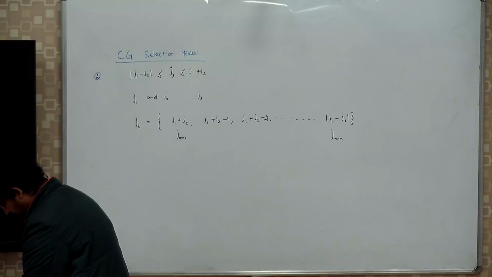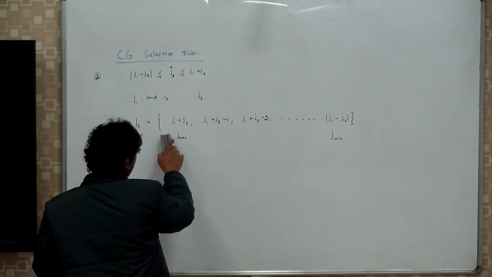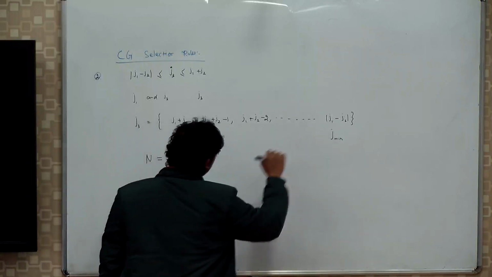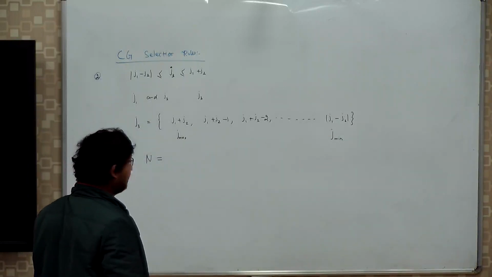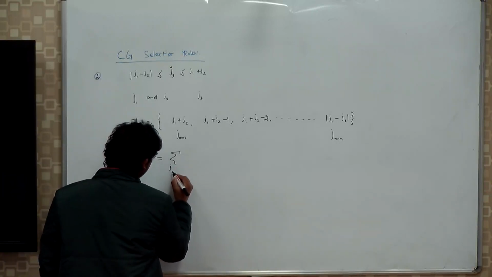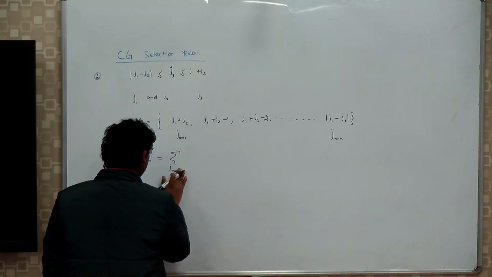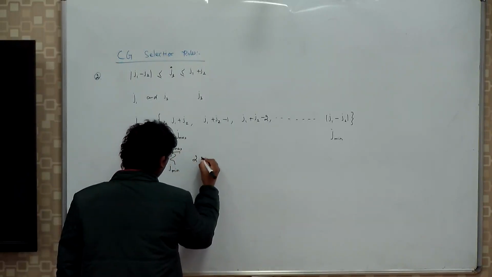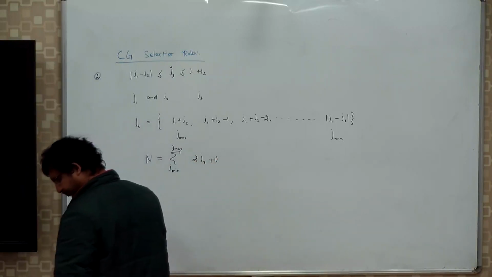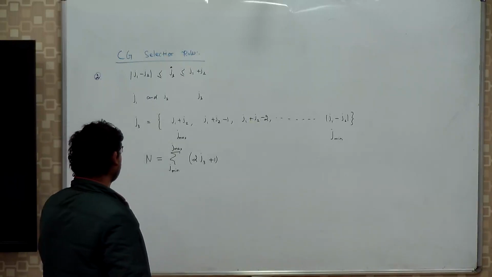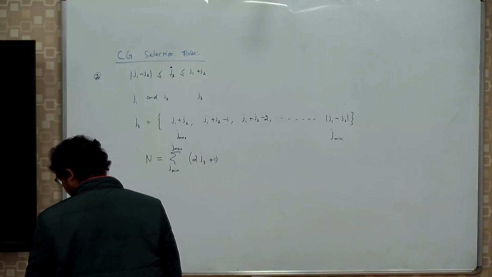Fine. If J3 has n possible values, then the number of elements in the set J3 can be written as n equal to the sum over J3 from J minimum to J maximum of 1, which gives the total number of elements belonging to J3, determined in this way.